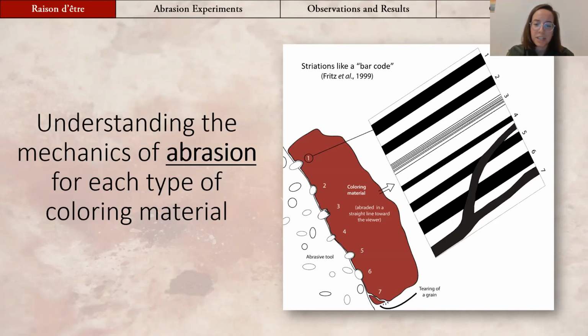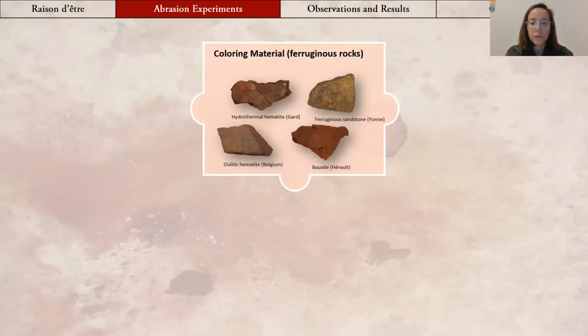These experiments were additionally designed to test the reliability of interpretations of use-wear analysis on coloring material. This was used to build a reference assemblage, all the while controlling fundamental parameters that I will go over next. For the experimenter, though, the continuous goal was to produce a fine and regular powder. So 4 coloring materials of different petrology were chosen for the experiments.